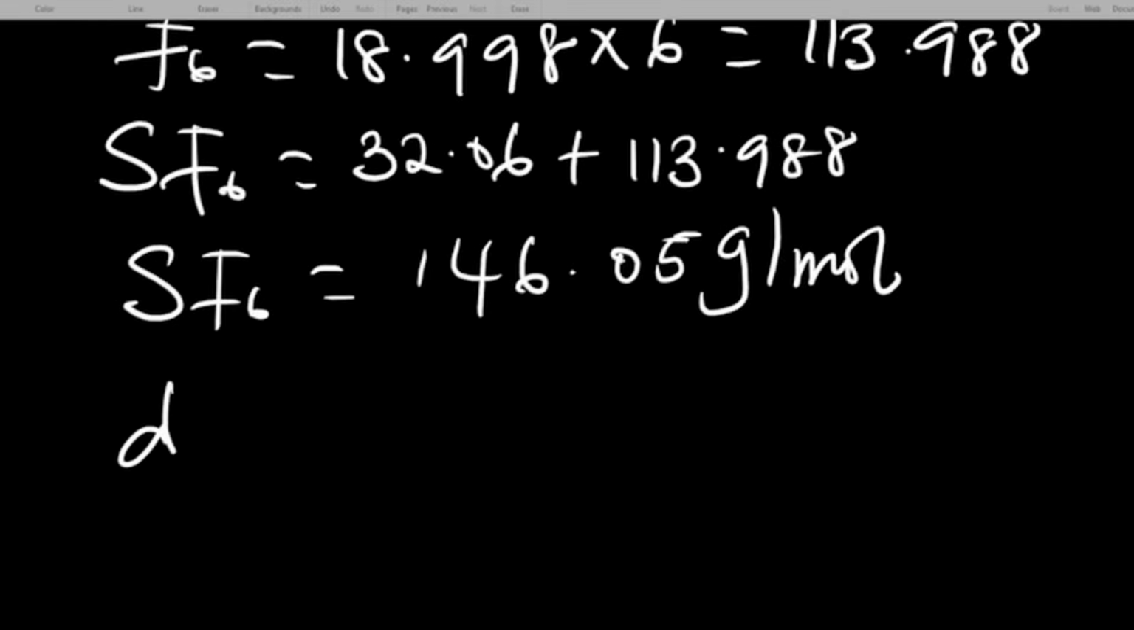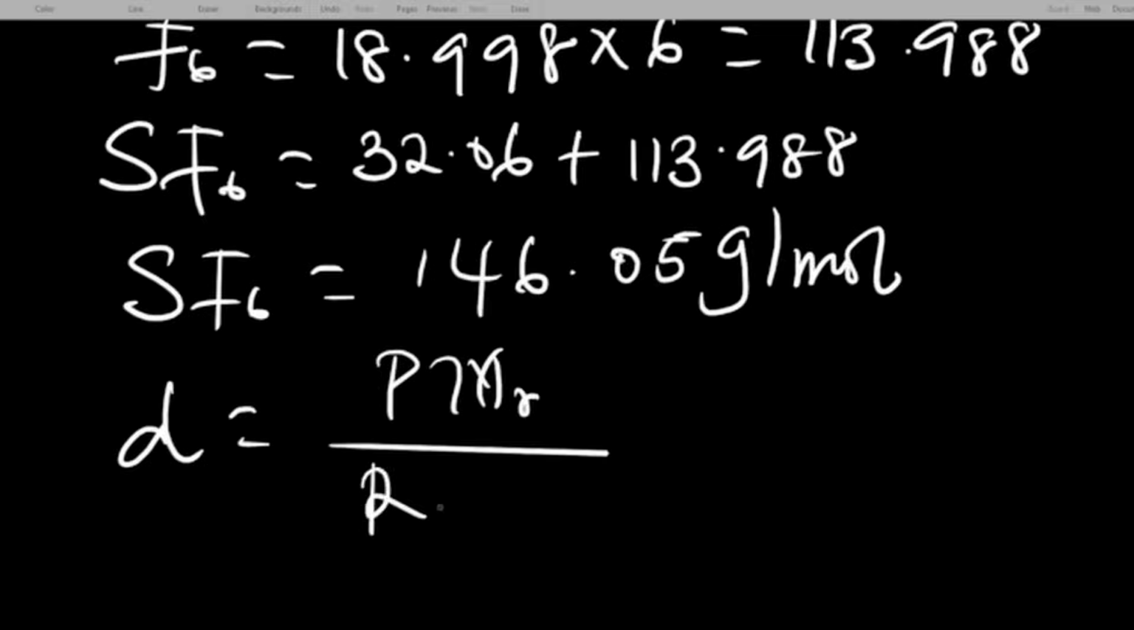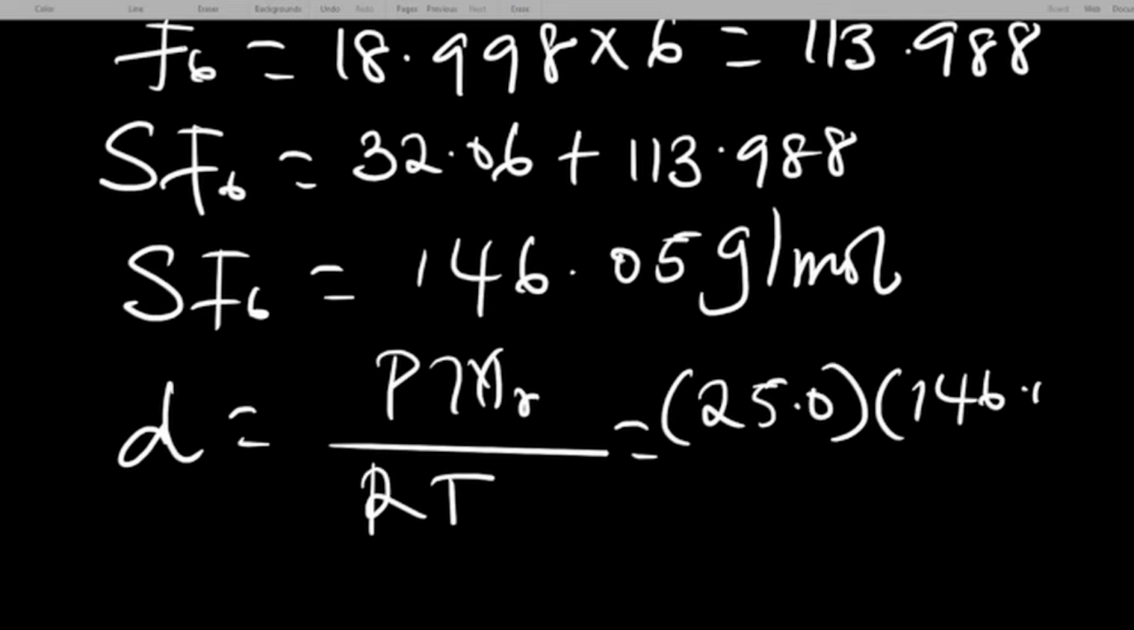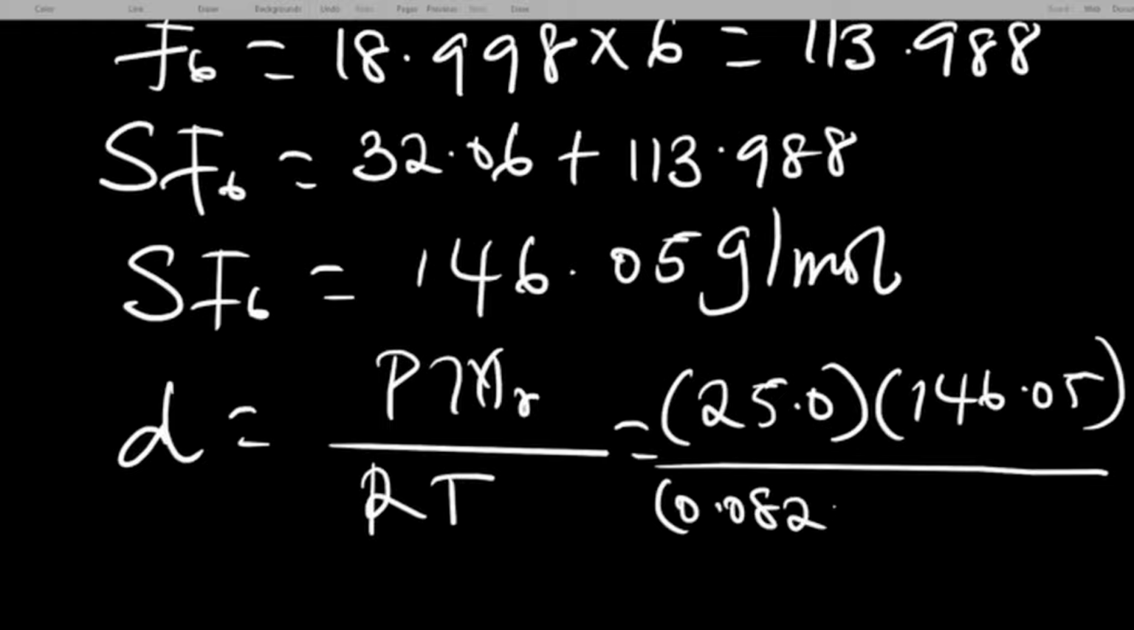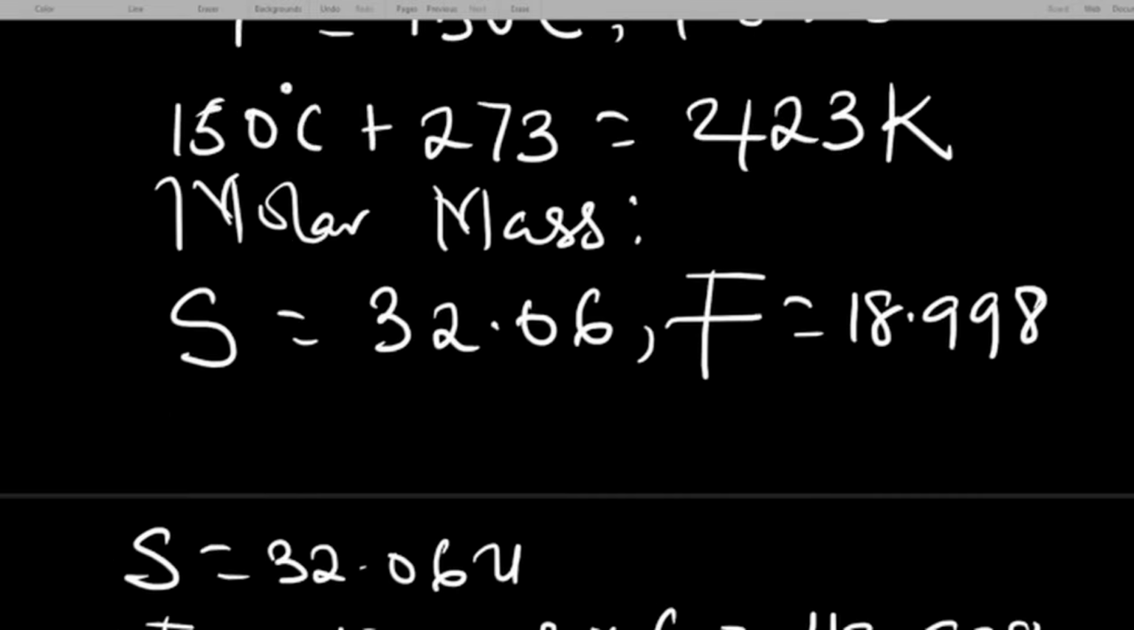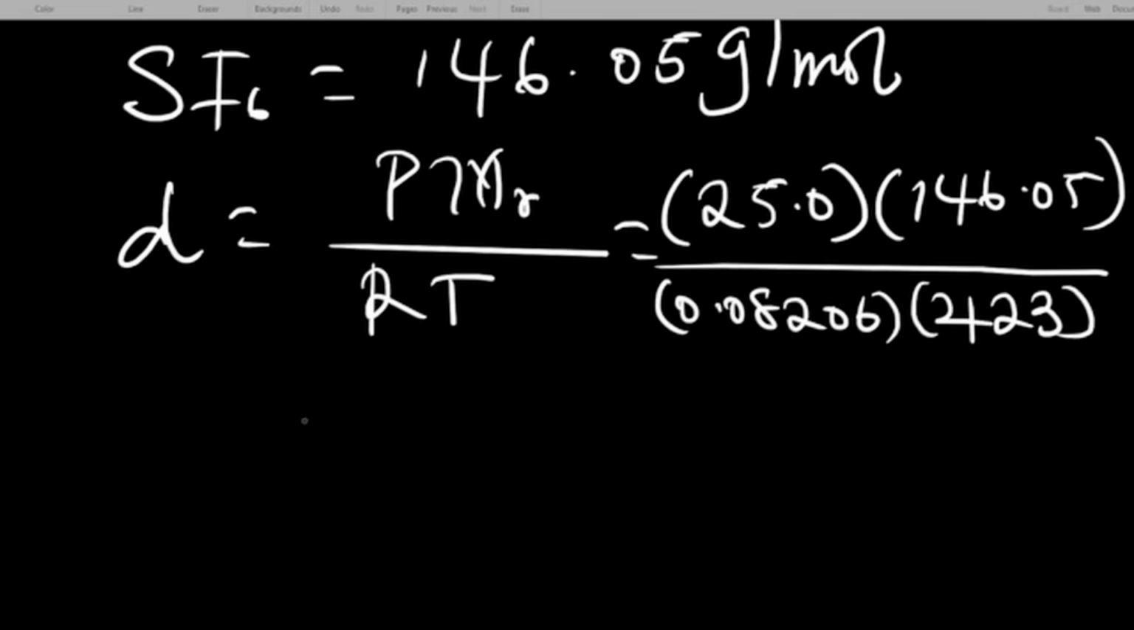Then let's now go ahead and solve. So we say gas density is equal to pressure multiplied by the molar mass over RT. Let's substitute. The pressure, we got it to be 25.0. The molar mass is 146.05. Then this is over our ideal gas constant, 0.08206, multiplied by the temperature of 423 Kelvin. Now the units are consistent. Let's go ahead and start solving.